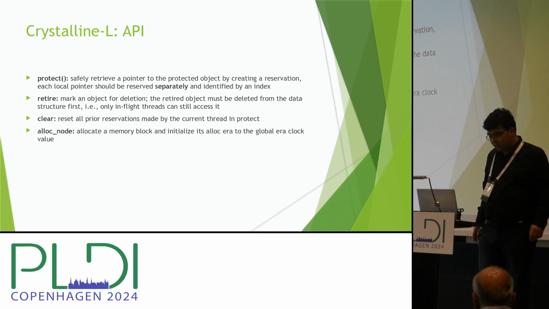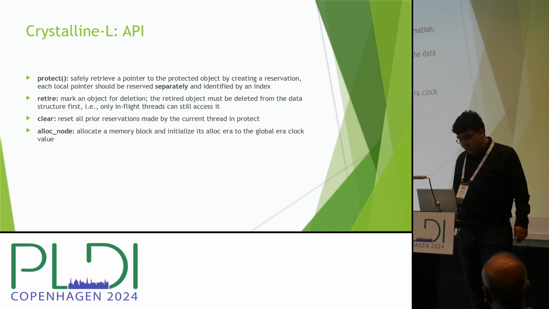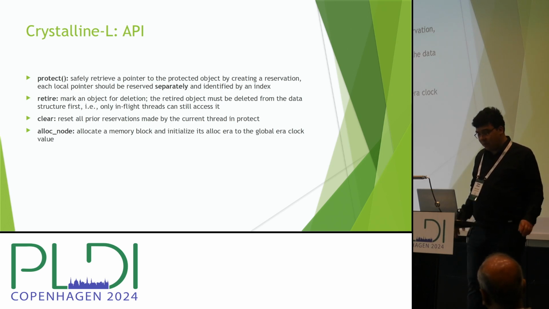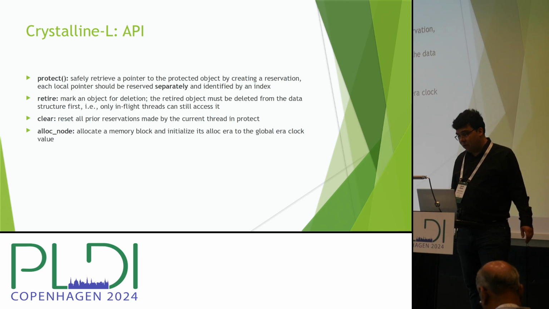So effectively, in Crystalline, we modify this special operation that wraps pointers such that we would identify each local pointer by its index, just like hazard pointers. You'll have indices 0, 1, 2, 3, and so on. You will say, okay, that local pointer is 0, that local pointer is 1, and so on. So that way, protect will only reserve a bounded number of pointers for each thread. Otherwise, it's kind of similar. We have retire, marking an object for deletion. Clear will clear all previous reservations, and allocate is a special kind of wrapper for malloc where we also initialize the birth era.